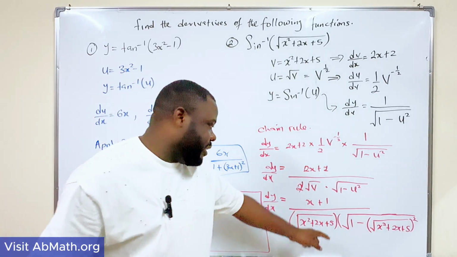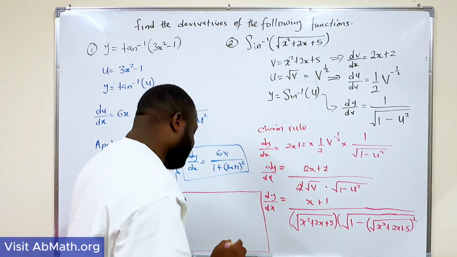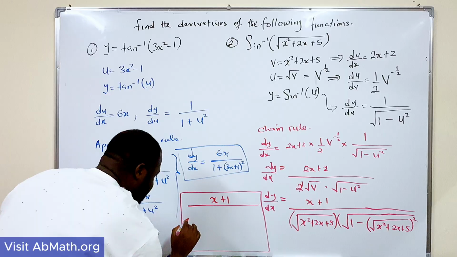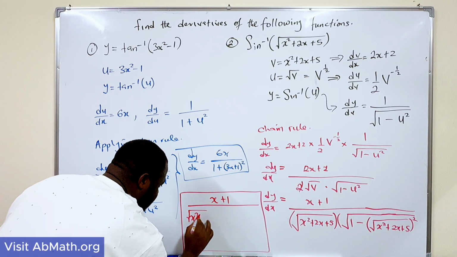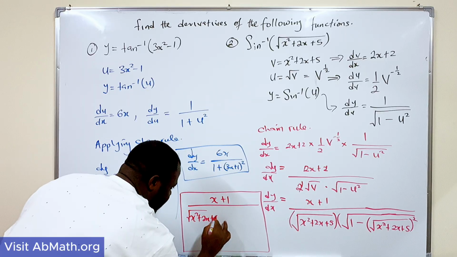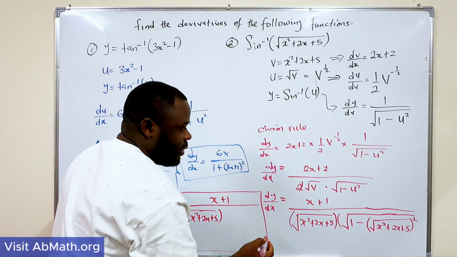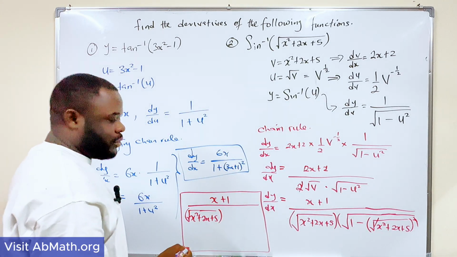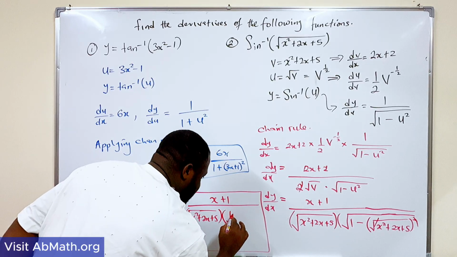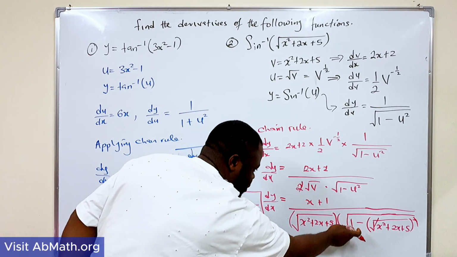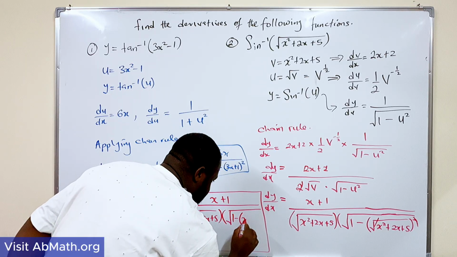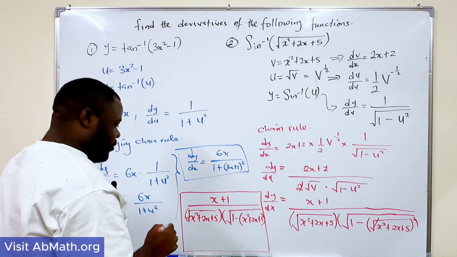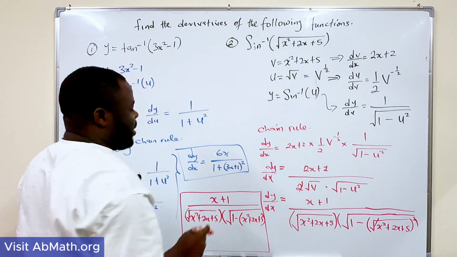So now let's simplify this. So we have x plus 1 over the square root of x squared plus 2x plus 5. All right. Then we have the square here, and we cancel out this square root. We now have multiplied by the square root of 1 minus x squared plus 2x plus 5. So that is the derivative of this particular function.